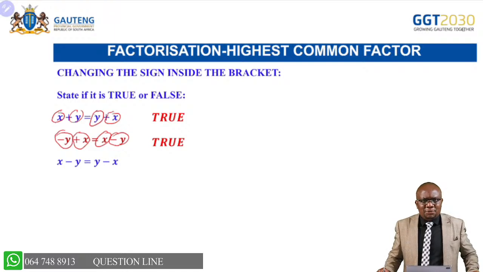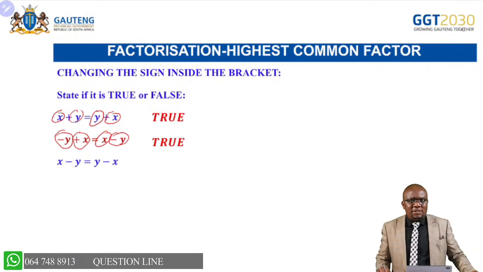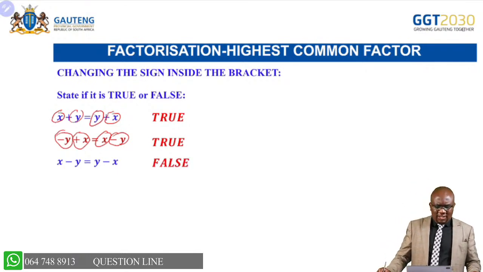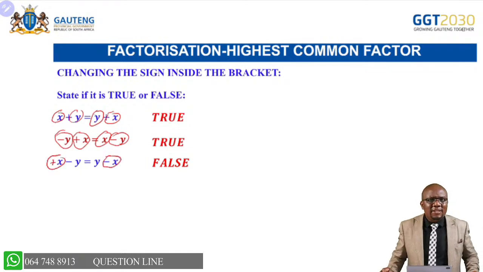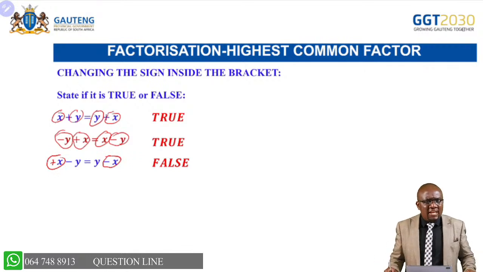Right, how many people said true? How many people said false? I think this is false. It is false. Why? Let's check x here. What's the sign of x? It is positive. This side is negative. You see? Now the sign of x is no longer the same.